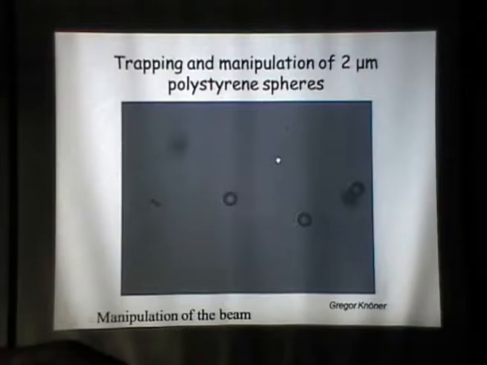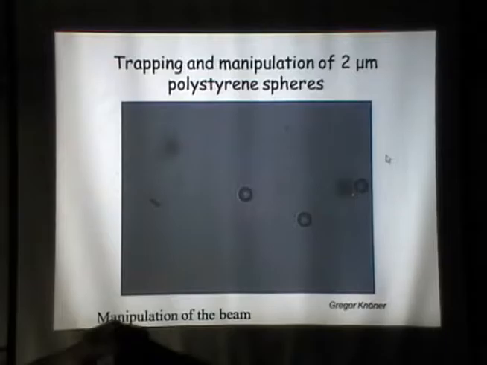Obviously this is a little bit jerky movement because we're doing it by hand, but you can motorize your mirror and move it to your liking. Okay, so that's optical tweezers.